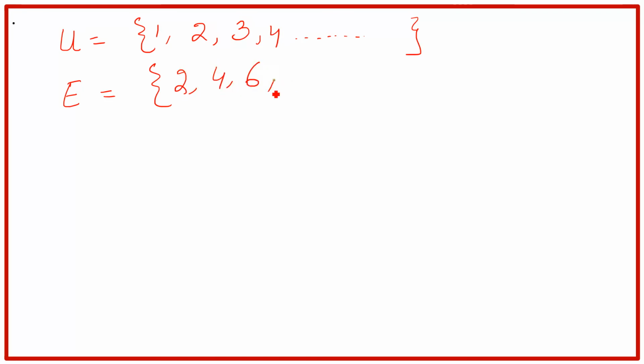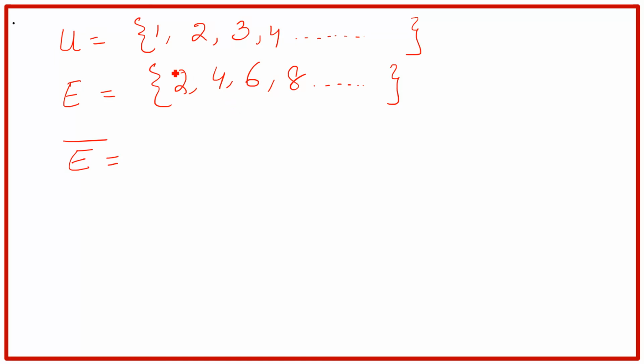Suppose we have the universal set U equal to 1, 2, 3, 4 and so on. Ellipsis means so on. So this is also called the natural numbers 1, 2, 3, 4. So this is U. We have another set E. Suppose E is 2, 4, 6, 8 and so on. If I ask you what is the E complement, what will you write down?